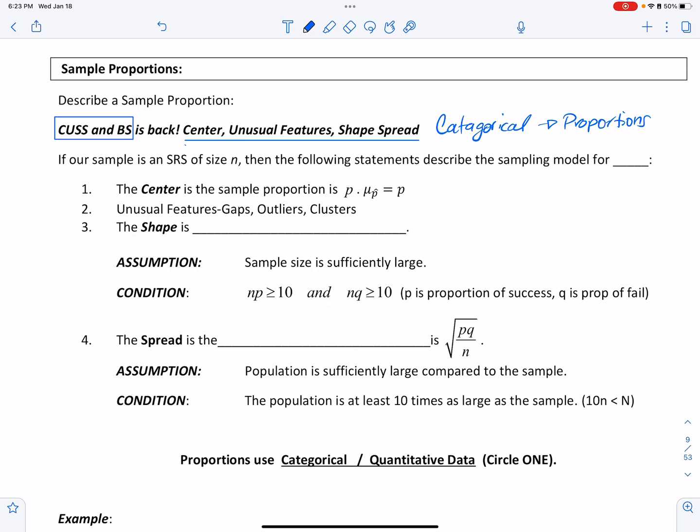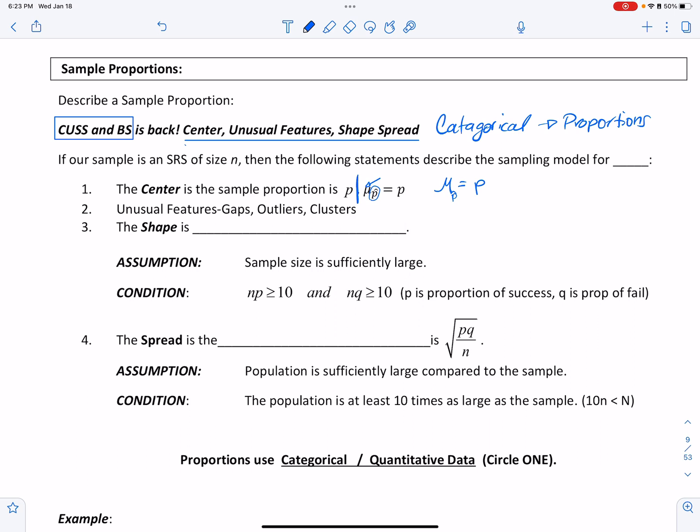So the center for my P is just going to be like mu. Now, this means the mean of P hat is equal to P. That does not multiply. That's a period, that means it stops there. So it's just saying mu is equal to P. When it says mu of P hat, that means the mean of the sample proportion is equal to P.